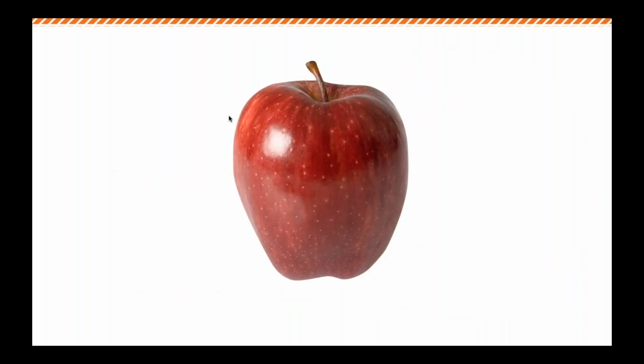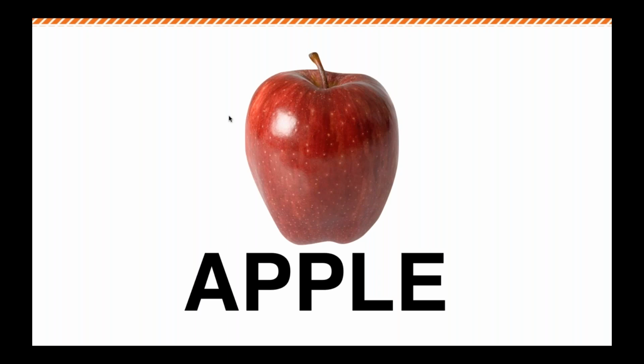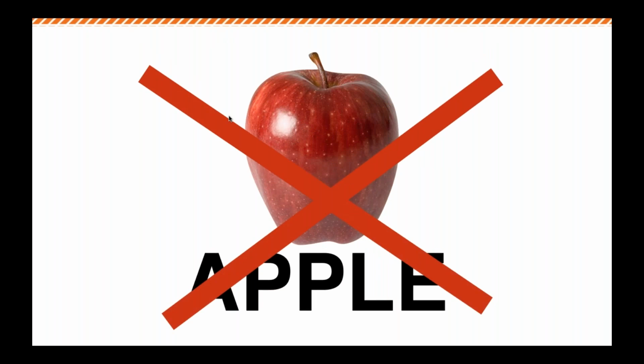You can show an audience a picture of an apple, and they will understand apple. You can show an audience the word apple, and they will understand apple. But do not ever show an audience a picture of an apple with the word apple. That is treating the audience like they are idiots. And that is never something that you want to do, okay?